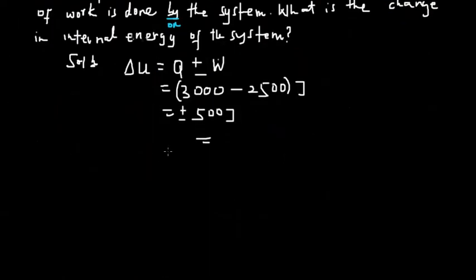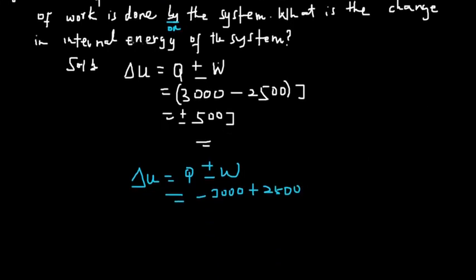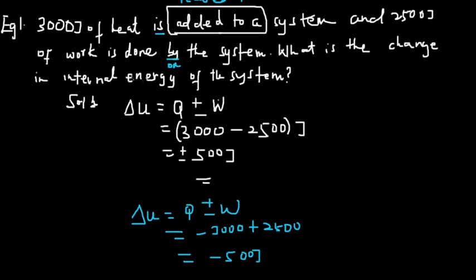We know that change in internal energy is Q plus or minus work done. Now we have heat leaving the system, so we have minus 3000, and then work is done on the system, so we have positive 2500. So we have a negative 500 joules of internal energy. You can play around with this question, you can set your own question.